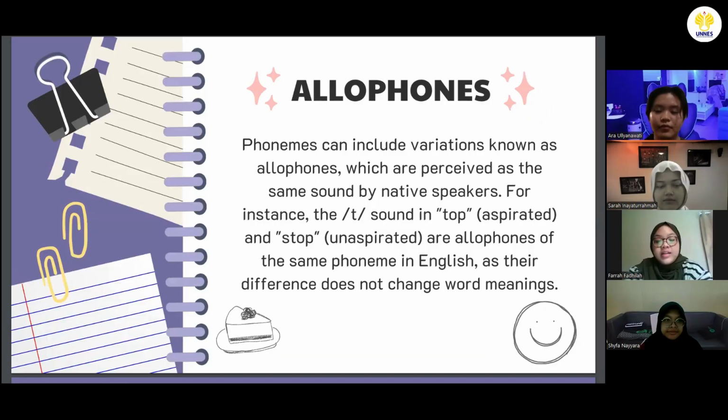And the next one is the definition of allophones. Phonemes can include variations known as allophones, which are perceived as the same sound by native speakers. For instance, the T sound in top, aspirated, and stop, unaspirated, are allophones of the same phoneme in English, as their difference does not change word meaning.